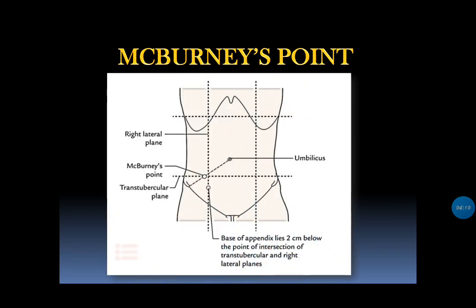Here you can see in this diagram, this is the anterior superior iliac spine and this is the umbilicus. So this McBurney's point is at the junction of lateral 1/3 and medial 2/3 of the line joining the anterior superior iliac spine and umbilicus, and it is the most important site during appendicitis where the maximum tenderness can be felt.